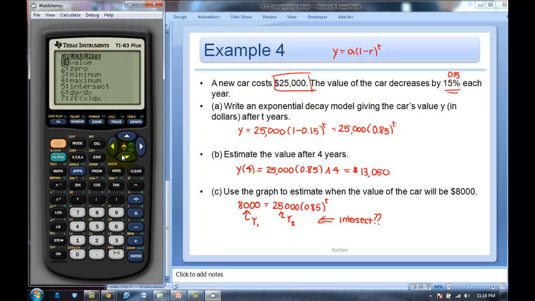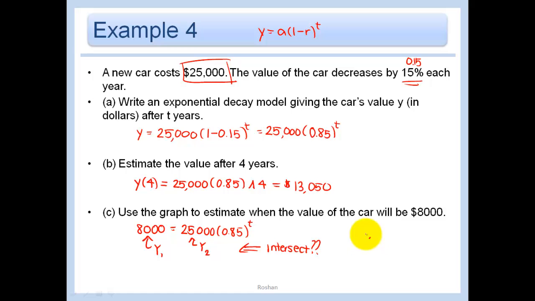So second calc, let's do number 5, intersect. And again, just use your left and right arrows to get right to the point. Only use your left and right. You see, if you press it up and down, you see how it goes from curve to curve? You don't want to do that. You want to stick on the same curve using your left and right arrows. Press enter 3 times, 1, 2, and 3. So our answer is after about 7 years.